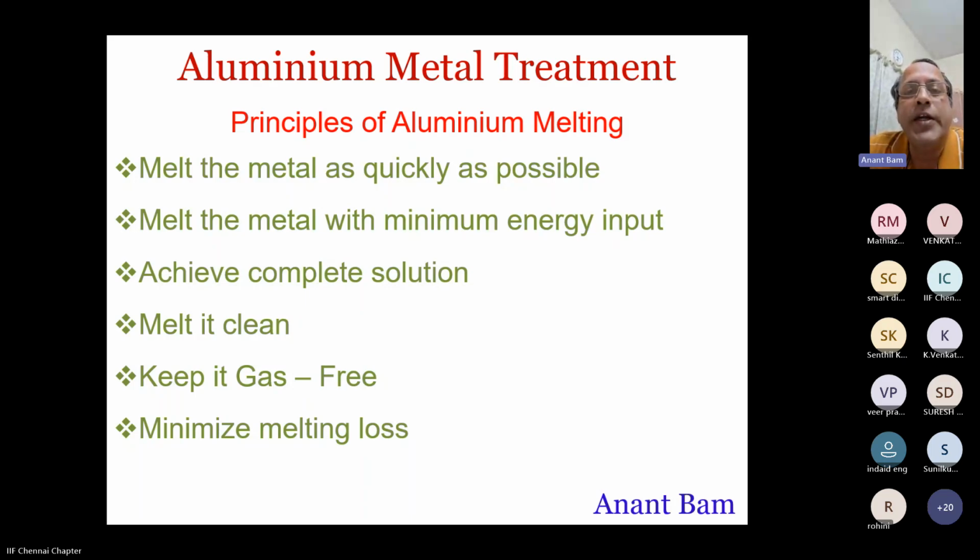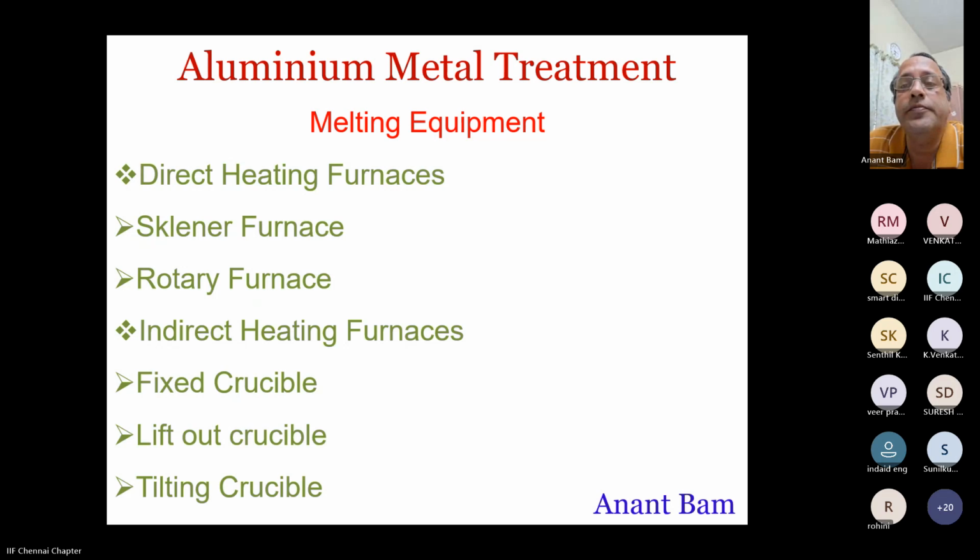Principles of melting are: melt it as quickly as possible, melt the metal with minimum energy input, achieve complete solution, melt it clean, keep it gas free and minimize the melting loss. We all know that there are furnaces required for melting, which are classified into 2 categories: direct heating furnaces, which are Kleiner furnace or rotary furnace, and indirect heating furnaces, that is crucible type furnace, lift up crucible, fixed crucible or tilting crucible.